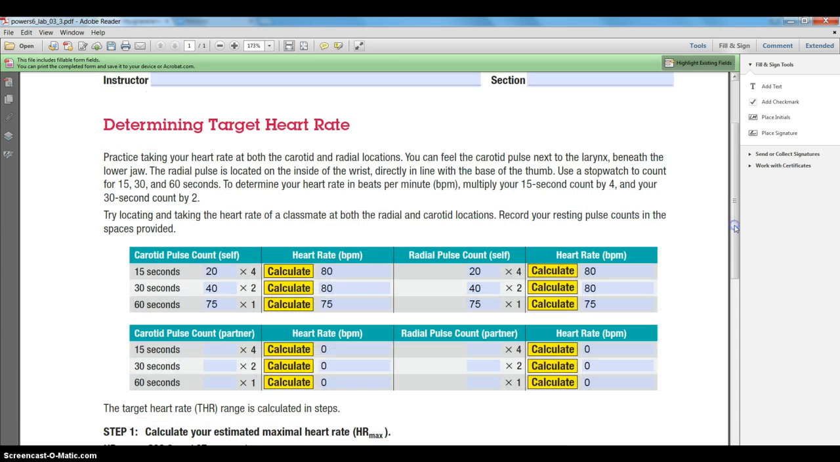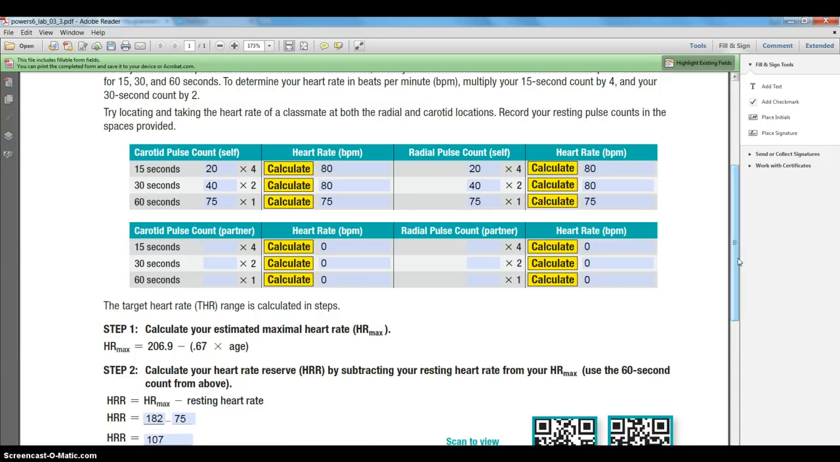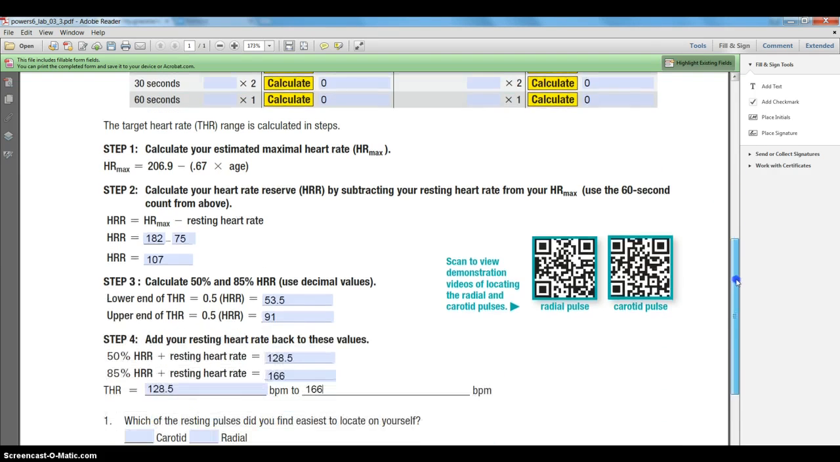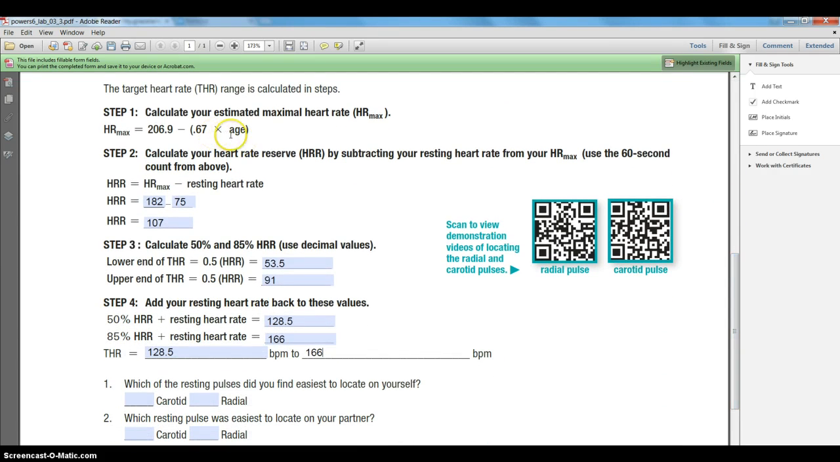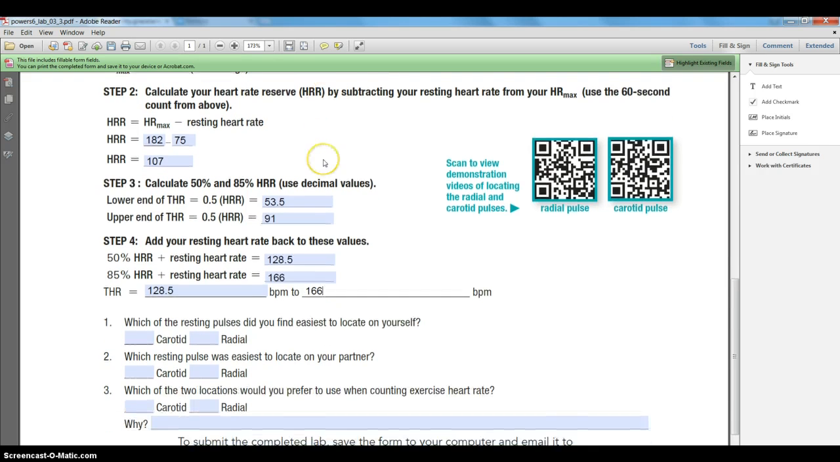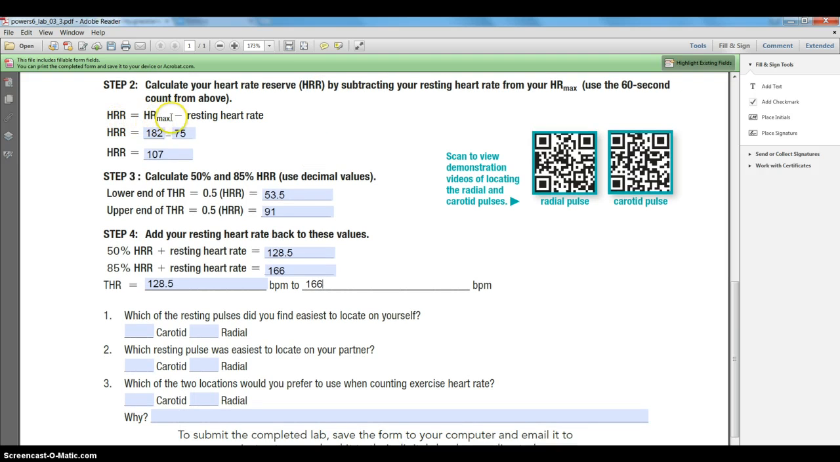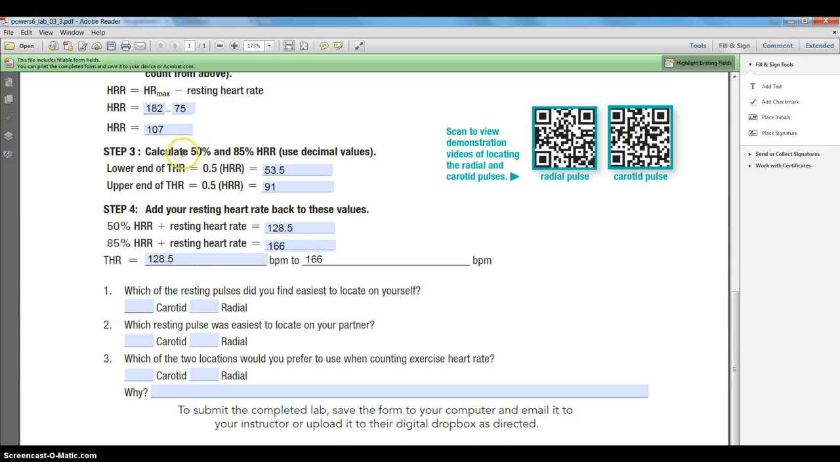So this would be how we complete this lab. We find our resting heart rate. We must first find our max heart rate, which is our age times 0.67, and then take 206.9 minus that number. Then in step 2, we calculate our heart rate reserve, 182 minus 75, and that's going to equal 107 for myself. And then through there, I calculate my target heart rate, 50 to 85 percent of the reserve. Again, remember the typo here in step 3, this should be 0.85.